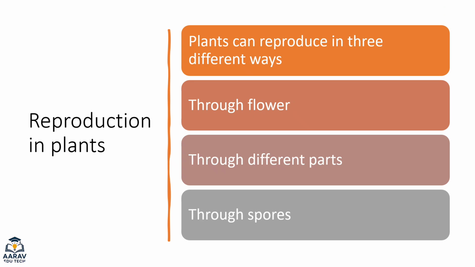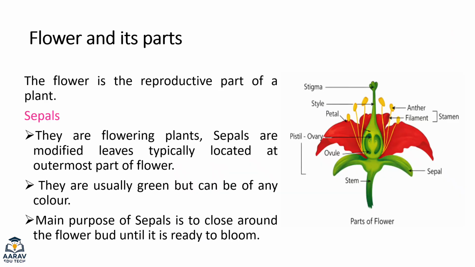Plants are living things. They help us in many ways. They give us food, they provide us oxygen, they give us medicine, and they make our environment beautiful. Plants can also reproduce to make new plants. Let's learn how. Plants reproduce in three ways: through flowers, through different plant parts, through spores. Now let's understand each one step by step.